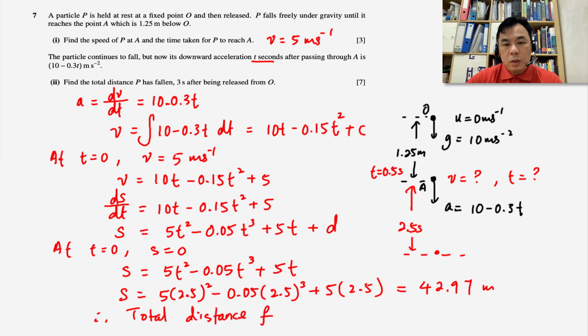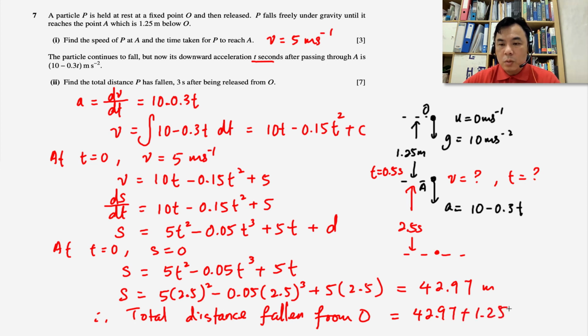And then therefore, we can conclude that the total distance fallen from O is equal to 42.97 plus 1.25, and then that will yield 44.2. It is approximately 44.2. I leave it as three significant figures here.